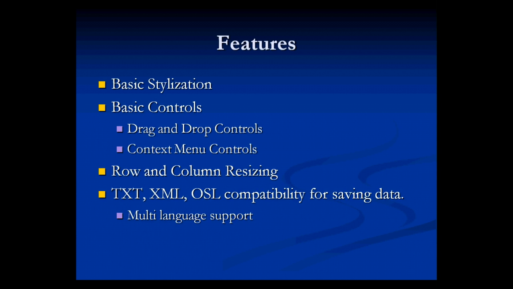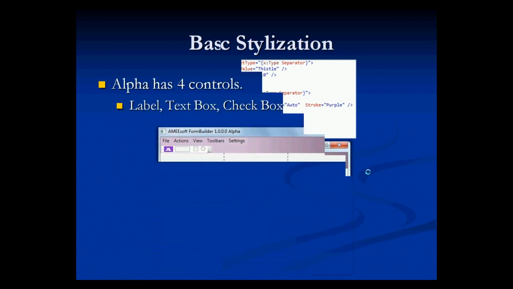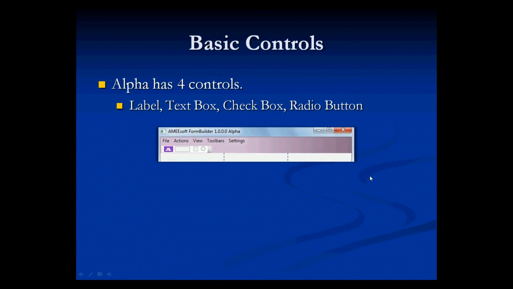It can also format each type for multiple languages so that the application can be used to package forms for portability. This is an example of the stylization, which you currently see is how I stylize the separator. The application currently has 4 basic controls: a label, a text box, a checkbox, and a radio button.